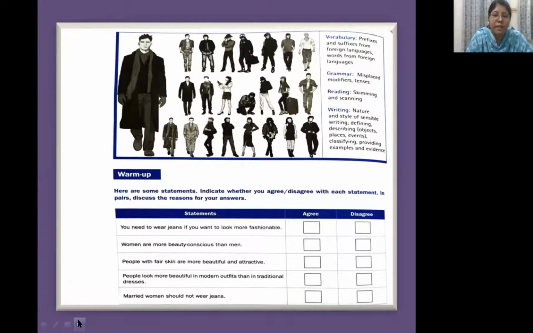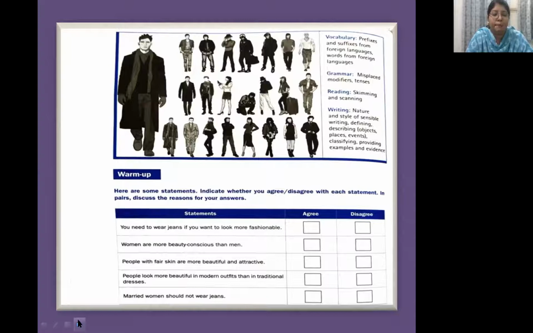Before starting the unit, there is a warm-up session for you. Here are some statements. Indicate whether you agree or disagree with each statement. In pairs, discuss the reasons for your answers. The first one is, you need to wear jeans if you want to look more fashionable. Do you agree or not?